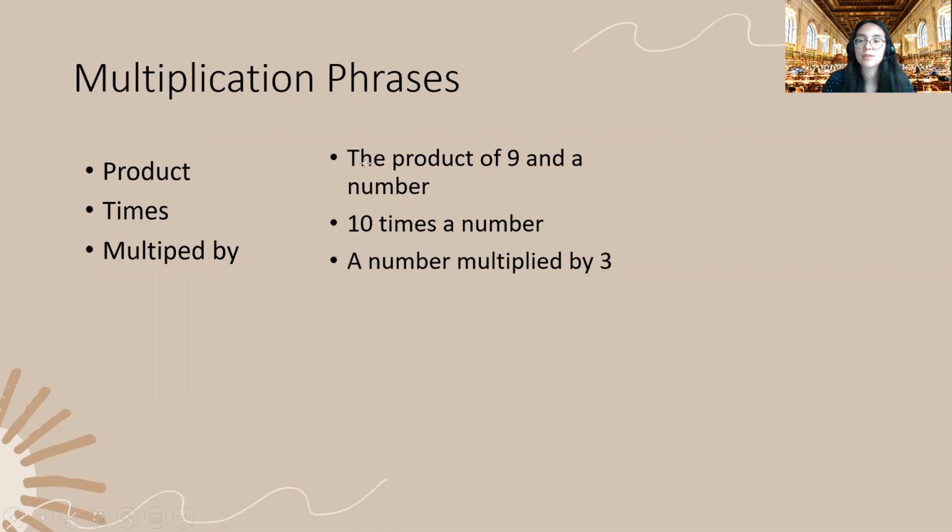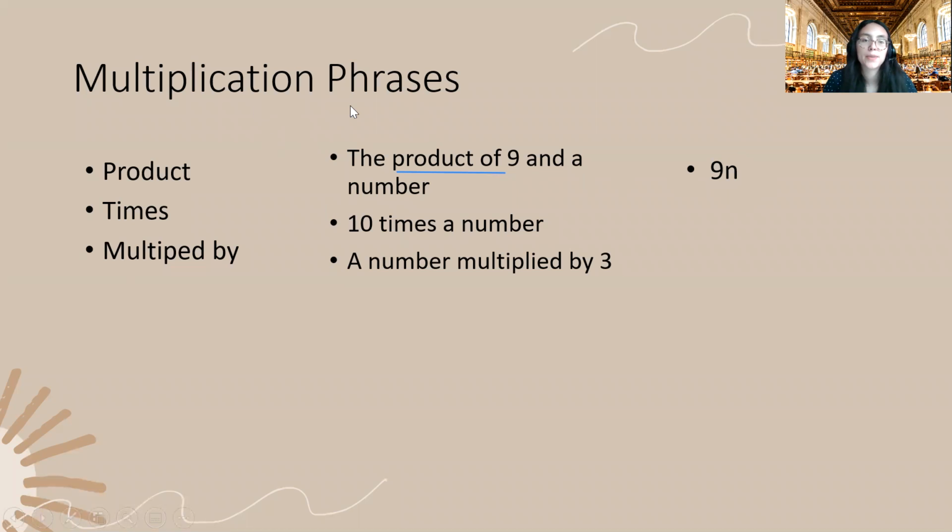So in the first bullet point, we have the product of 9 and a number. So our product tells us we're going to be multiplying, and of 9 and a number tells us we're going to be multiplying 9 and a number. And how would that look? 9 times n, or really any variable. You could choose any variable here. It could be x, it could be y. Unless you're told specifically, you can choose whatever letter you would like. Usually x and y are pretty popular, as well as t, things like that.